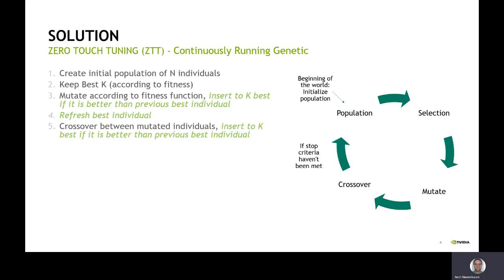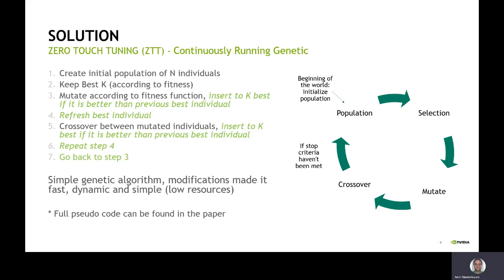Then we do the crossover phase, and here again we take the new individuals and compare them to the score of the best one, which was calculated in step 4, and insert them into the top K individuals. On step 6, we do the refresh again. And finally, we go back to step 3, to the mutation phase, and repeat the entire process again.